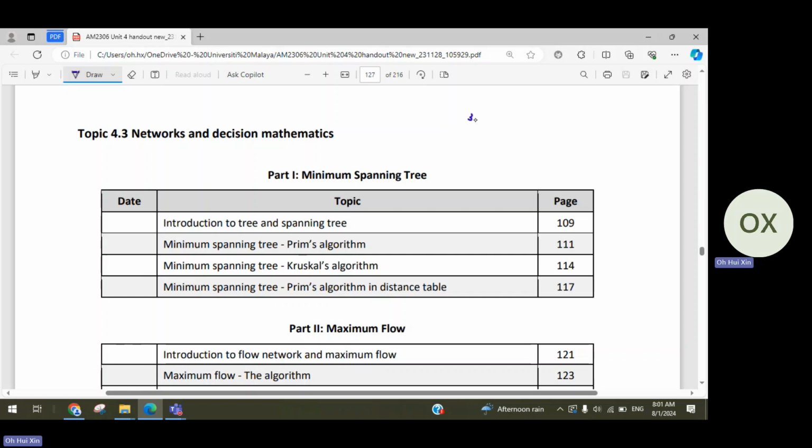So bivariate data analysis is related to 4.1 time series data analysis. The sequences that you are learning are related to the financial mathematics that we learned in the last topic. And also 3.3, we talk about graphs and networks. So in this chapter, we are going to talk about networks and decision mathematics.